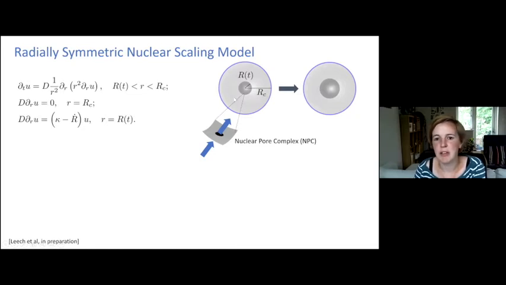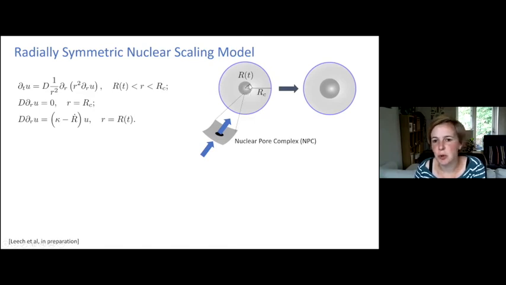And we assume everything is radially symmetric, which is an approximation, but probably reasonably justified. So the domain on which the signal, or the nuclear growth factor, lives is outside the nucleus but inside the cell, and the cell has a fixed radius R_C, and the nucleus has a dynamically changing radius R_T. And so the signal diffuses, it cannot leave the cell, and it is absorbed with a certain absorption constant kappa, that I will say more about in a moment, at the nuclear membrane.